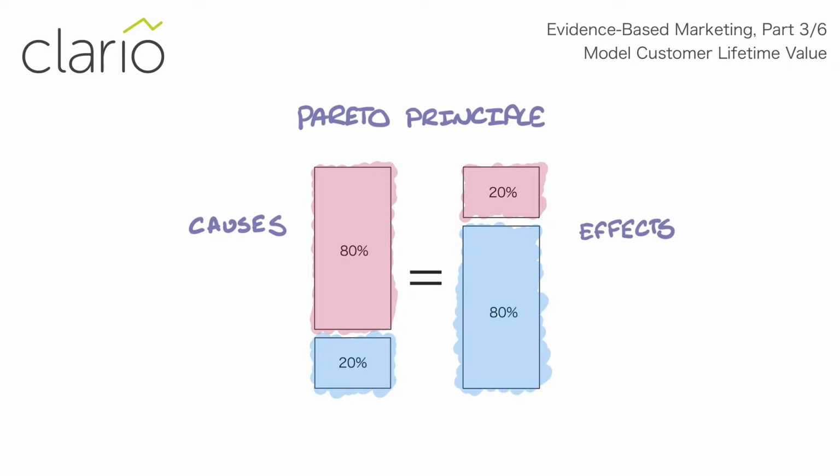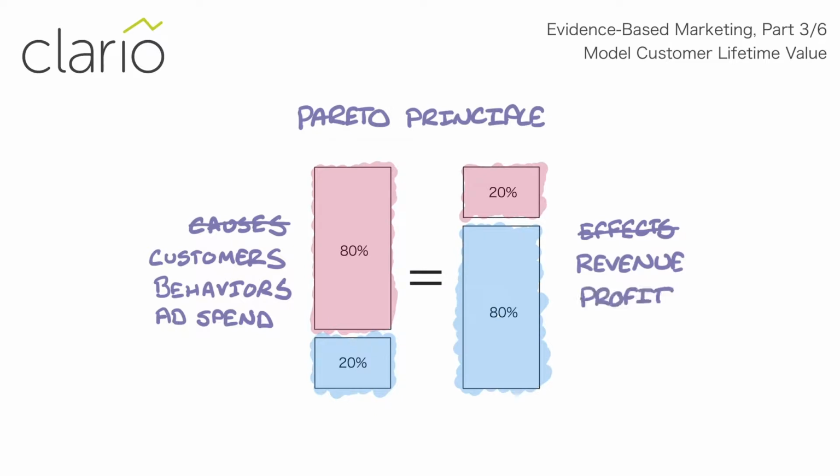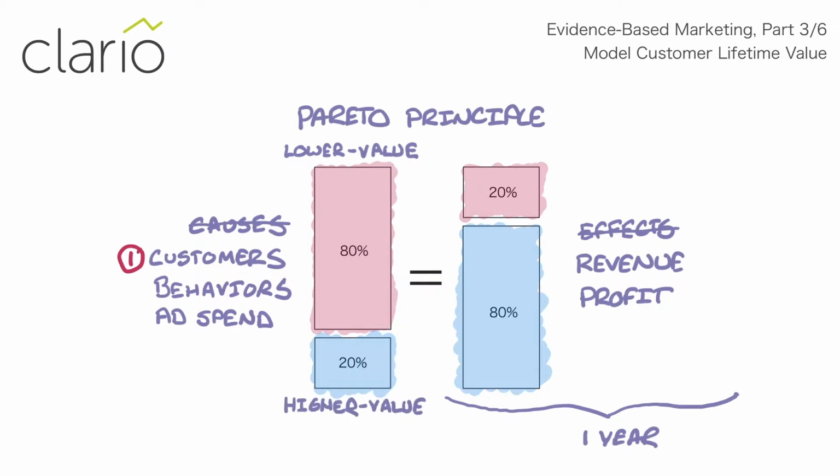To make this more concrete, let's substitute causes with customers, behaviors, and ad spend. Let's substitute effects with revenue and profit and assume they take place within some predetermined period of time in the future. Let's say 1 year in this case. With these substitutions made, the three primary use cases of customer lifetime value modeling reveal themselves. First, we want to use it to reveal the characteristics of the 20% of customers that will deliver 80% of organizational revenue and profit over the next year. We want to understand how those customers differ from the 80% that will only deliver 20%. For clarity, let's call the 80% lower value customers and the 20% higher value customers.